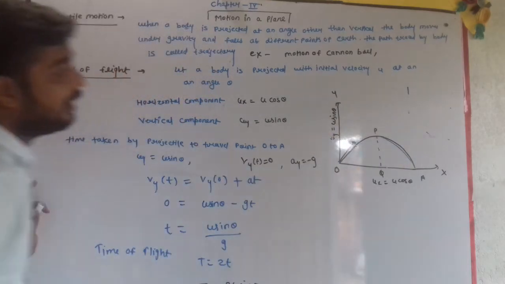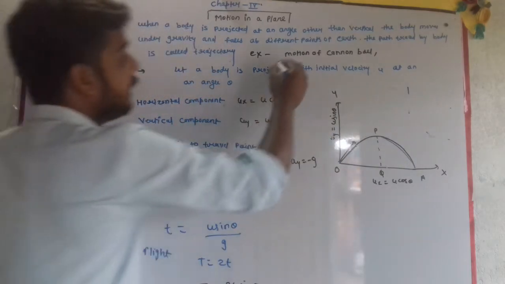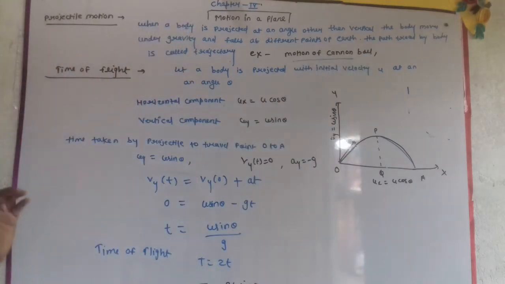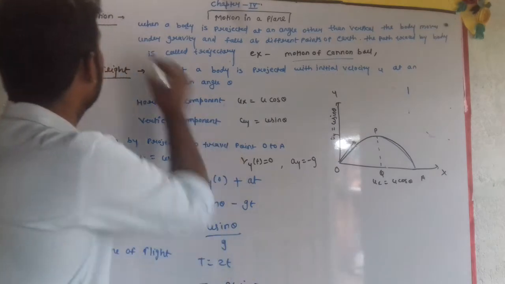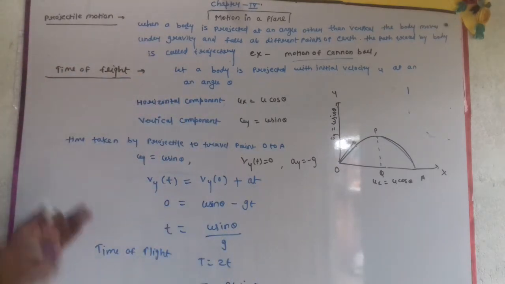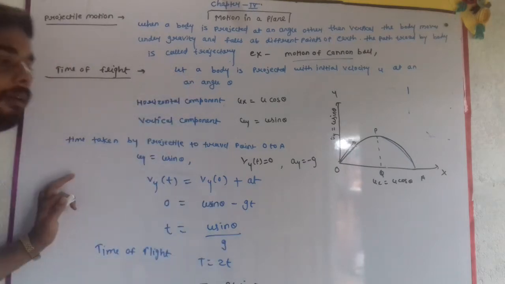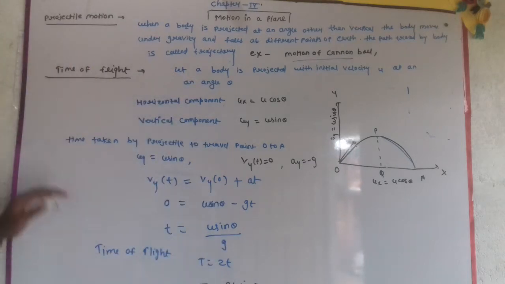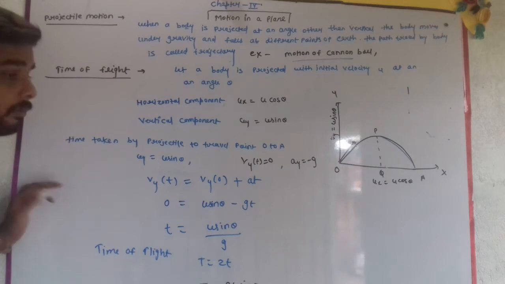I can give you examples: the motion of a cannonball, and an object thrown from an aeroplane is also an example of projectile motion. In projectile motion we will study time of flight, maximum height, and maximum range. First we will see the time of flight.